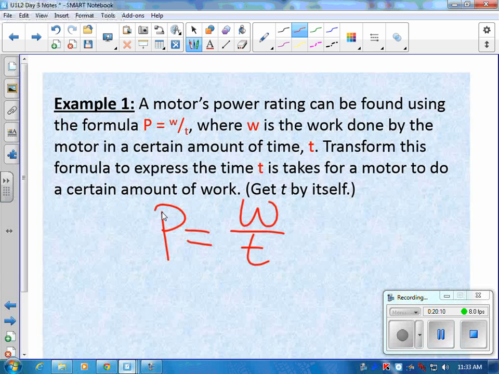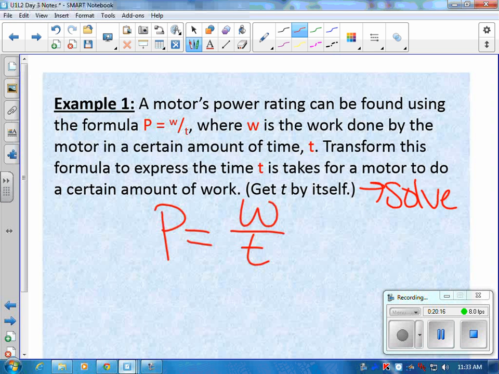We are given this formula, and I want to solve for T, which just means I want to get T by itself. So right now I have P by itself, but maybe in this problem we're given P and W, so I need to figure out what T is. I want to get T by itself. What am I going to do to get T by itself? Jacob?